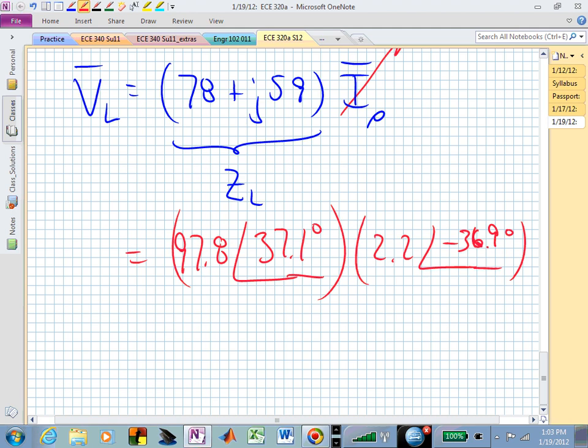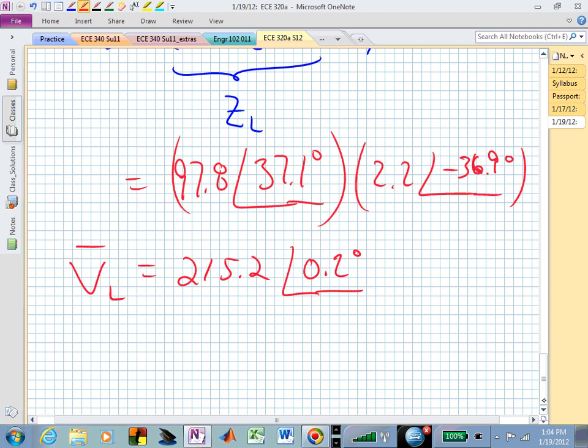That's the product that we need to compute, and hopefully my math was correct, a little bit more than 200, 215.2, and the difference between 37.1 and 36.9. I'm adding those angles, and one is a negative, giving me 0.2 degrees. That's the voltage of the load.